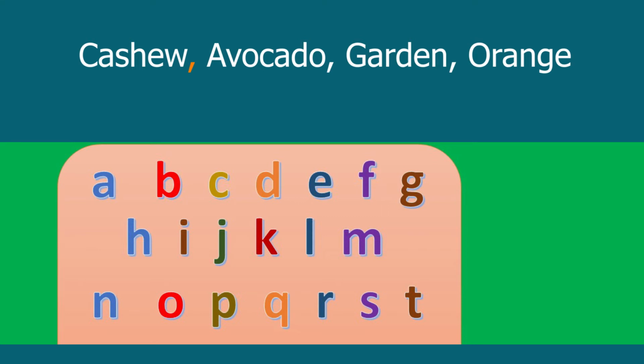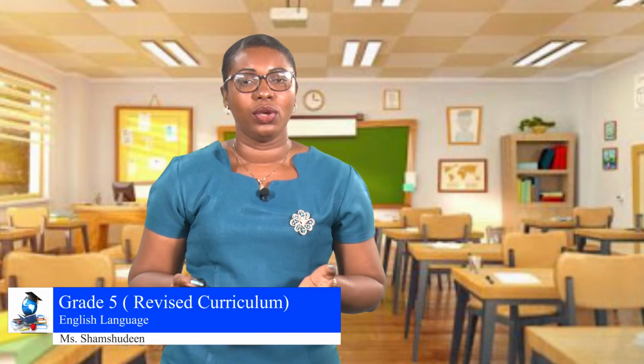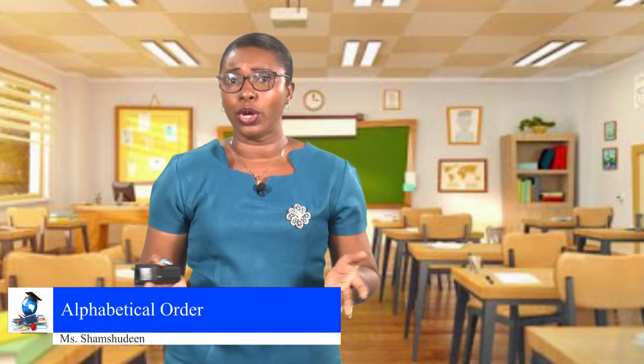And so, when we place our words according to the first letter arrangement, or in alphabetical order based on the first letter, our list should look like this: avocado, cashew, garden, and orange. I hope you are following. Now, there are some cases when we have a list of words and they all begin with the same first letter. Do you know what we should do?